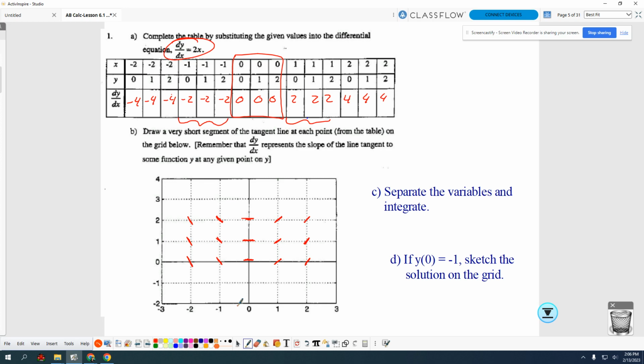What's the point? Okay, so this gives us an idea of what might be going on.